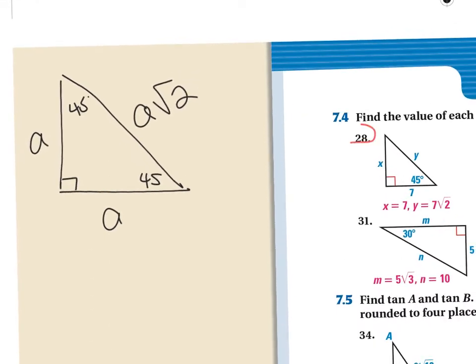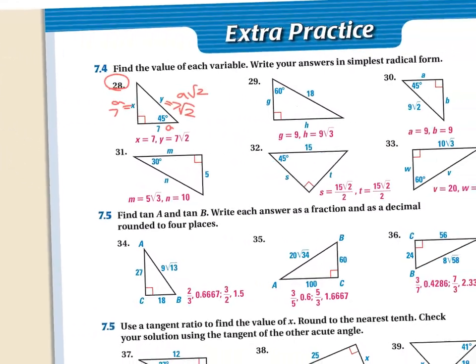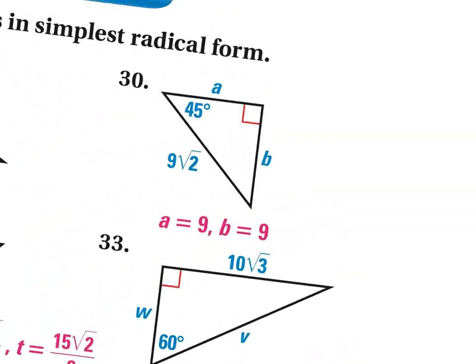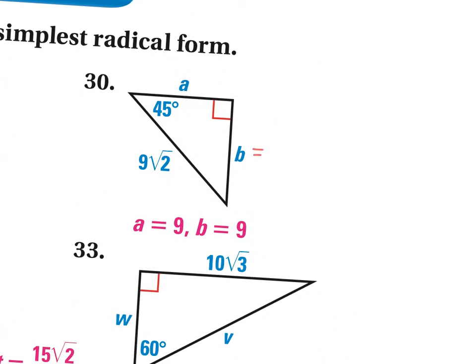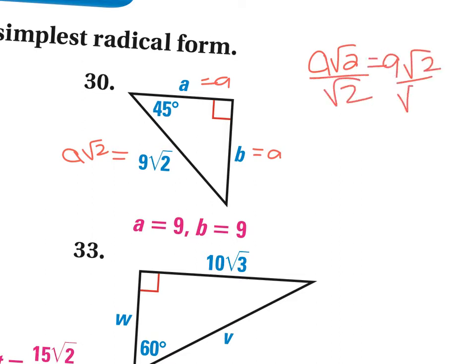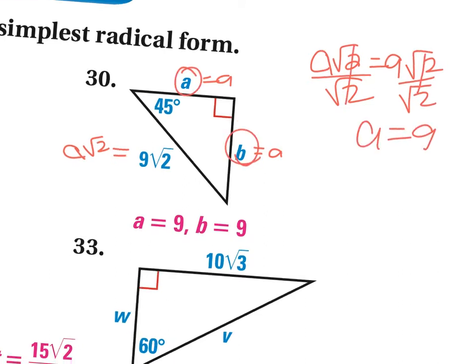So for something like 28, this would be A, this would be A, this would be A root 2. If it gives you that A is 7, then x is also 7, and y would be 7 root 2. And let's look at 30. This time they give you A root 2 is equal to 9 root 2. So if I divide both sides by root 2, I get A is 9. And that's going to be this side and this side. So both A and B would be 9.